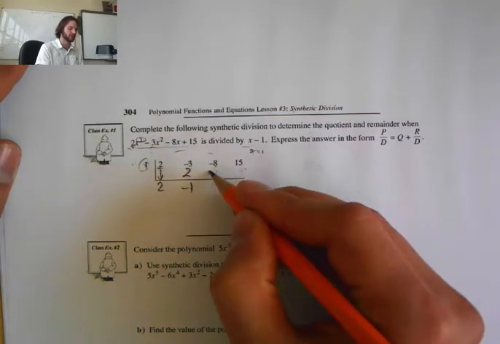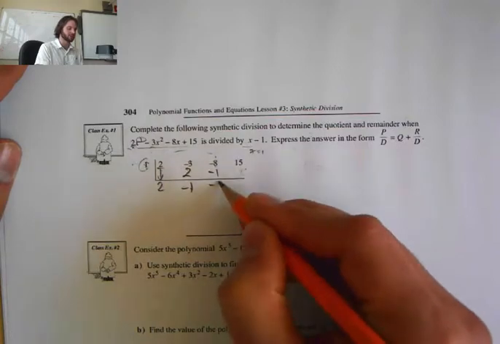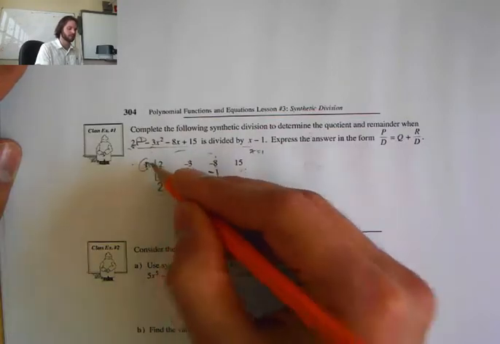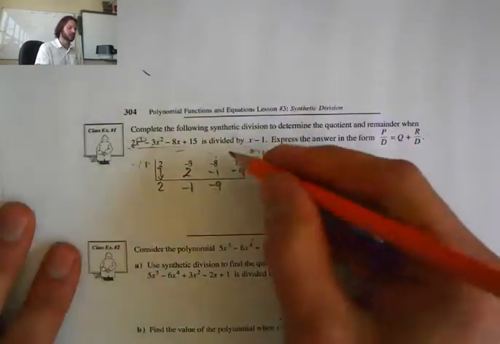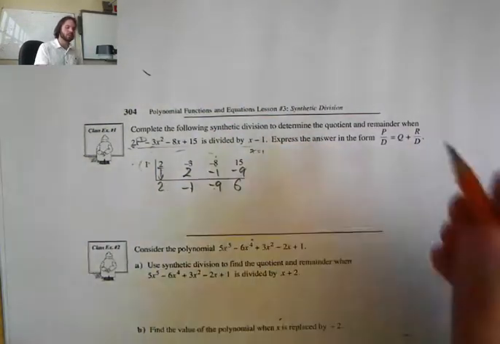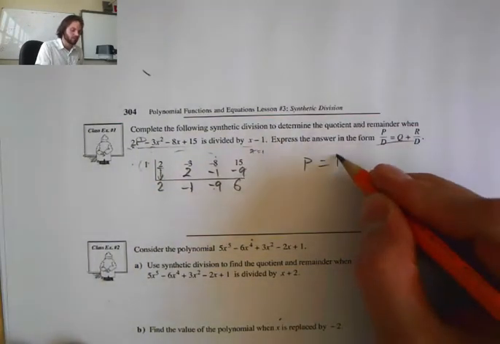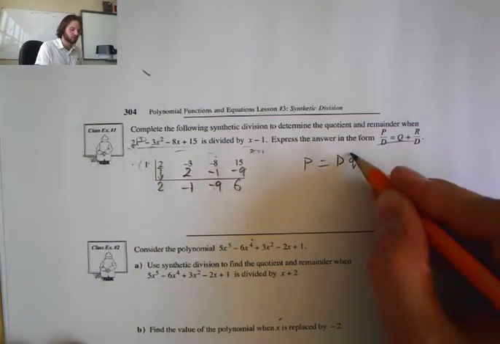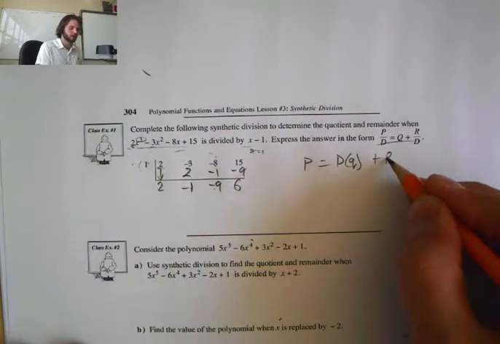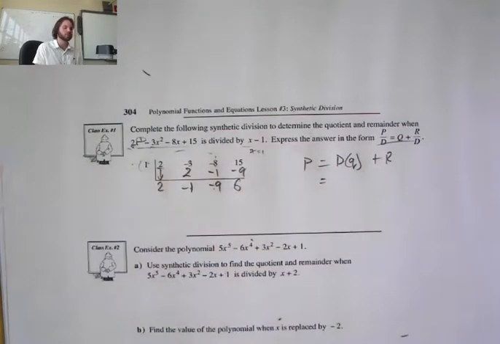This multiplied by that gives me negative 1. Add those together, we get negative 9. This multiplied by that gives me negative 9 multiplied by 1. And I add these together, I'm going to get 6. Now I want it in this form. So I'm going to first go, I know product is equal to my divisor multiplied by my quotient plus my remainder. So I put it always in that way first because it makes more sense to me.